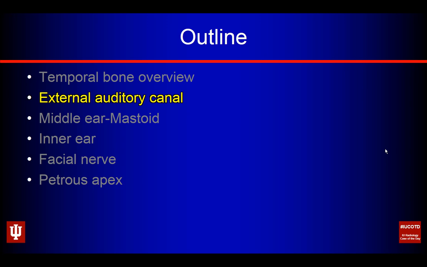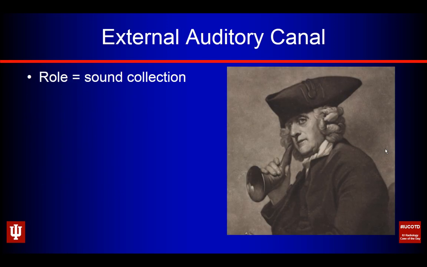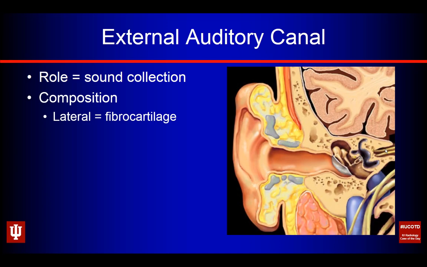Now we're going to take each of these subsets more in depth and look at cross-sectional imaging. And we're going to start with the external auditory canal. So the external auditory canal, its role is that of sound collection. It sort of acts as a funnel. So like this old-timey ear horn that this gentleman with the wig is employing, it sort of funnels the sound waves down toward the tympanic membrane.